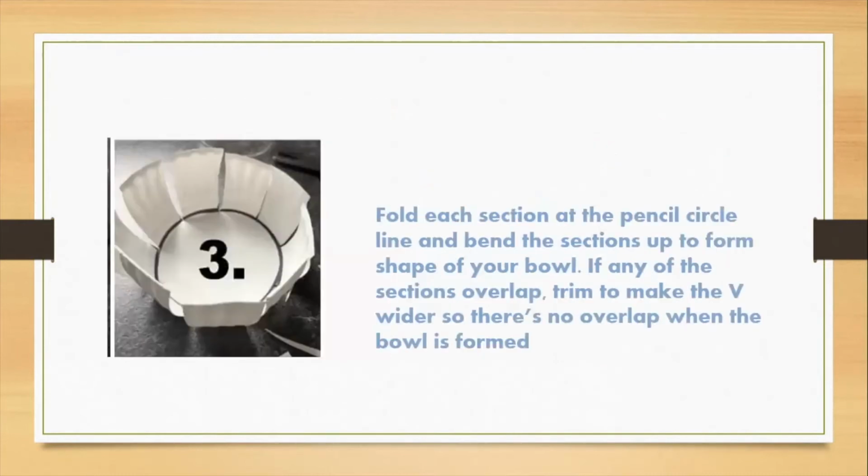Once you've got it all cut, you fold the sections up. What you've got here is your base and your spokes to your basket. The wee V shapes allow you to pull it in. So you've got your base and your spokes.